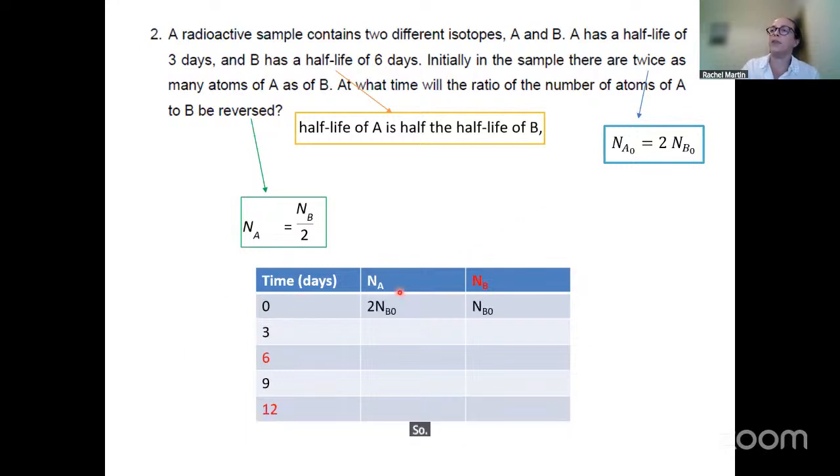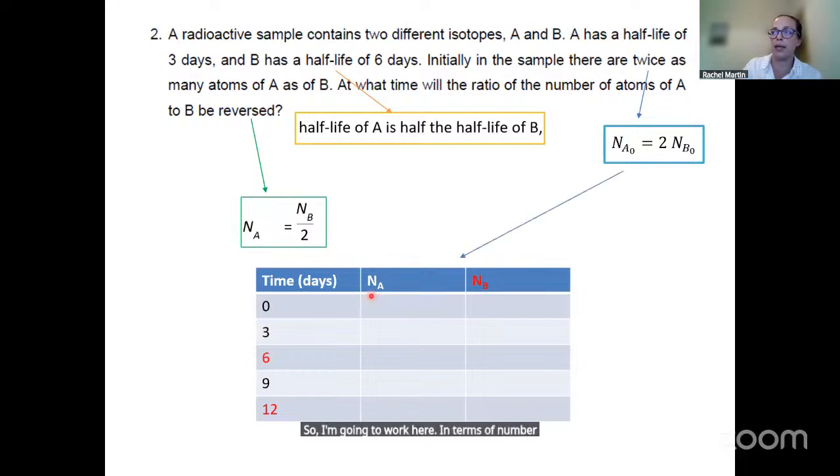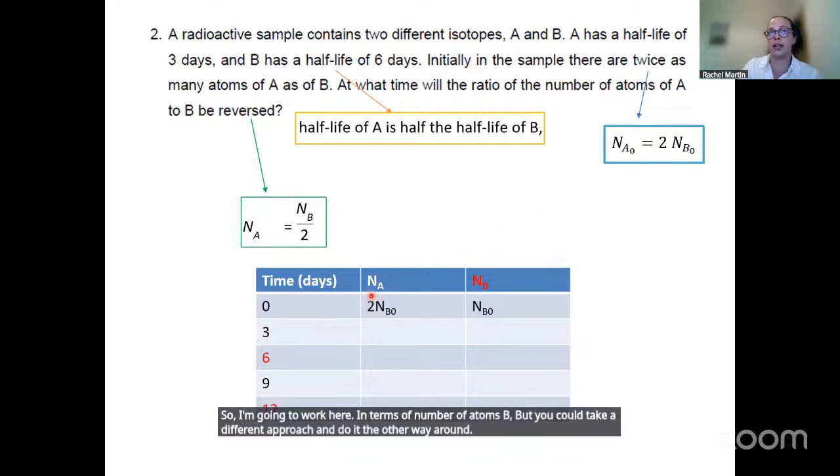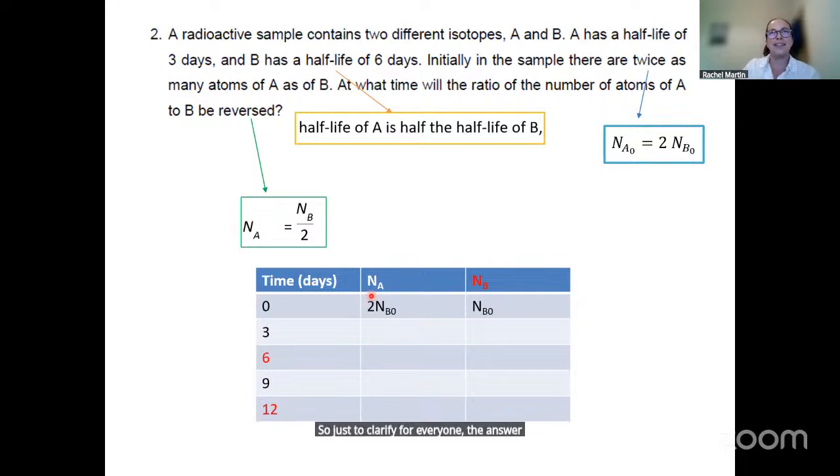So I'm going to work here in terms of number of atoms B, but you could take a different approach and do it the other way around. So just to clarify for everyone, the answer is not 9 days and not 6 days, but there are a lot of correct answers out there.